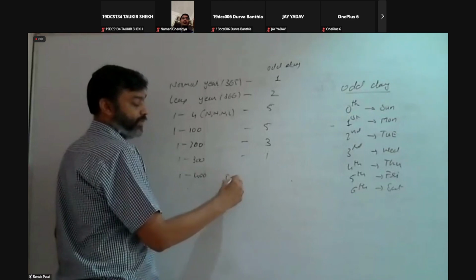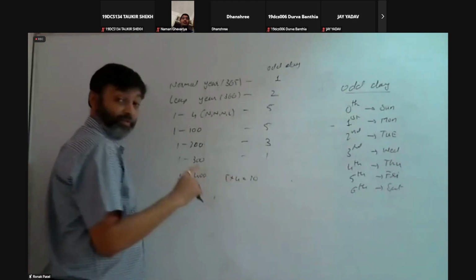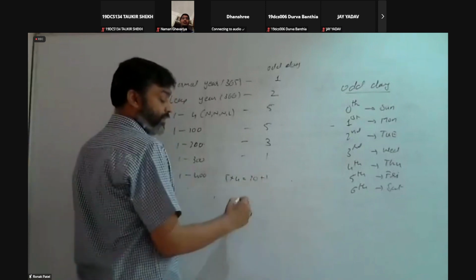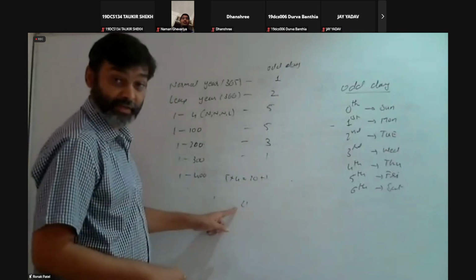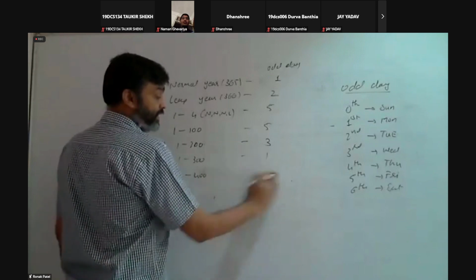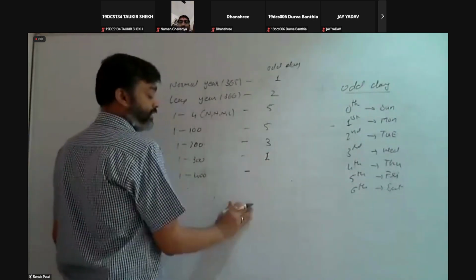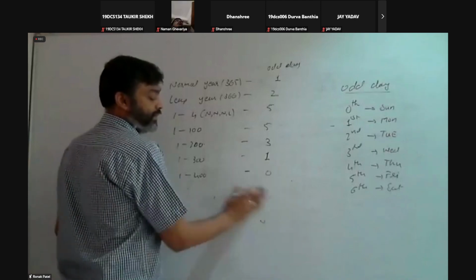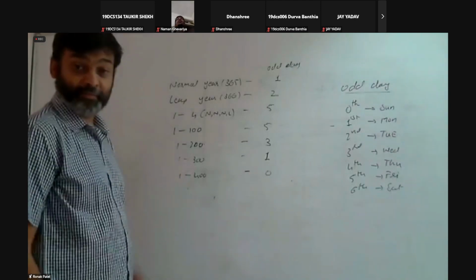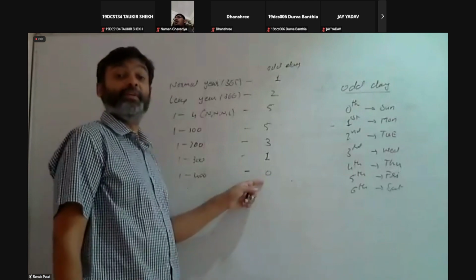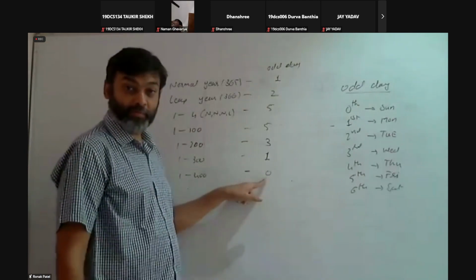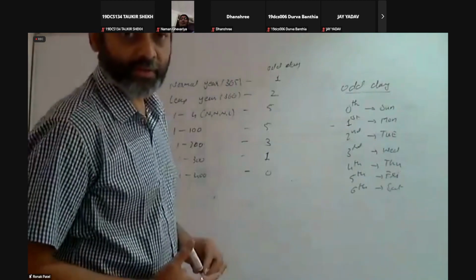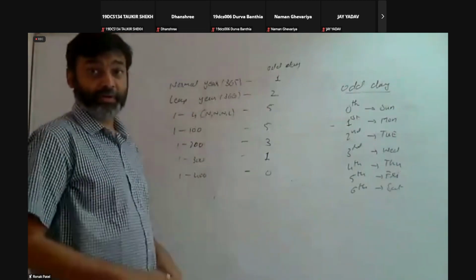So 5 4s are 20. But every 400th year is a leap year, and that's why I add 1 for it. So the total is 21 odd days. Then 21 divided by 7: 7 3s are 21, so it is 0. Zero means it is ending. That means this is the last day of the week, and from the next day, Monday, Tuesday, Wednesday, Thursday will start. Clear? So this is all about the grouping of the odd days.